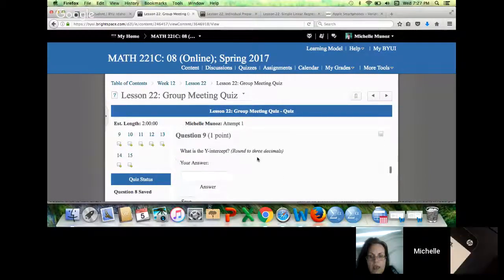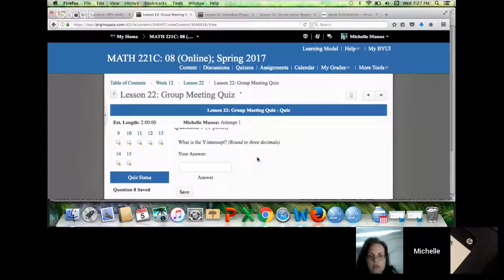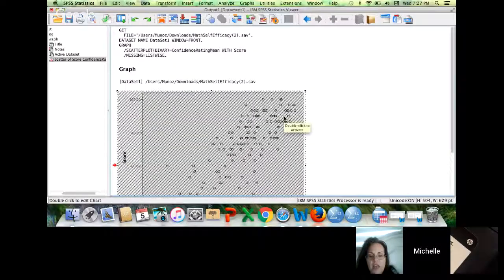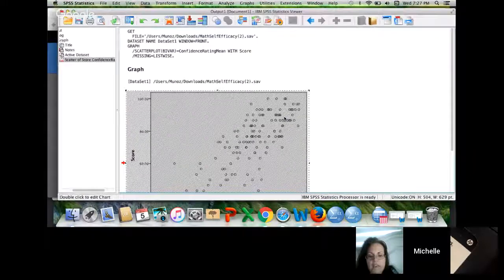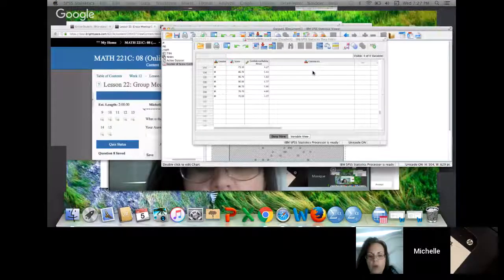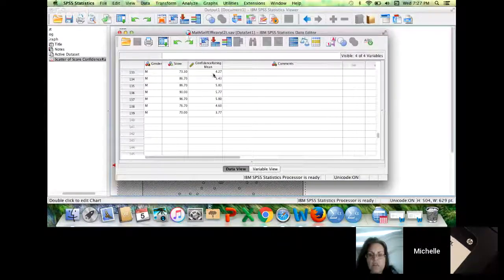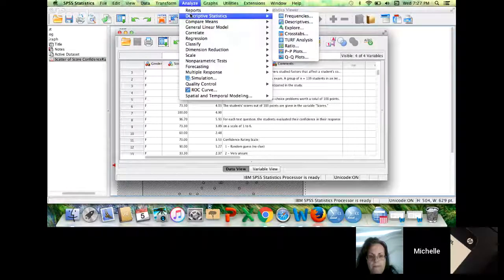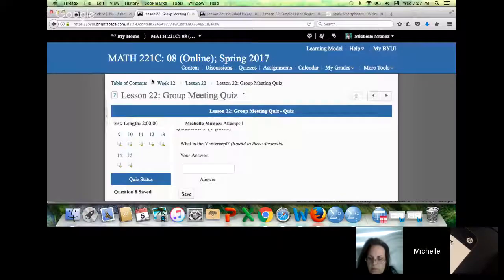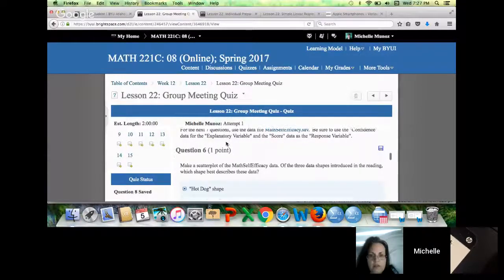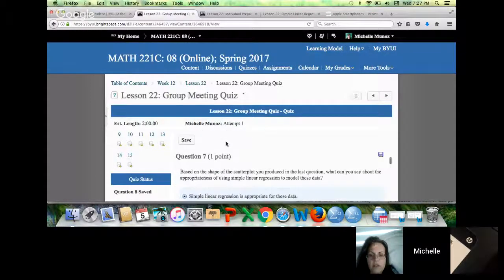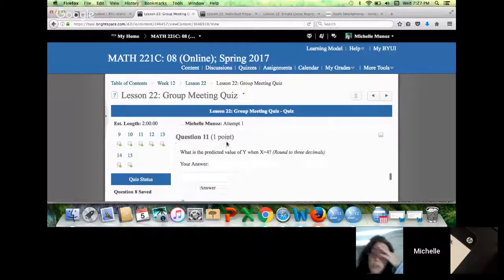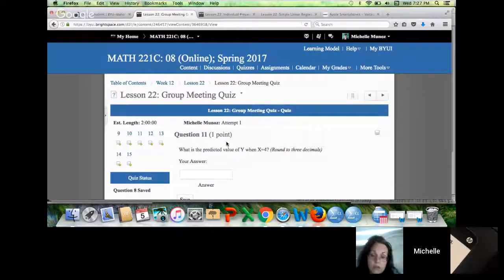Mm-hmm. Okay, and then it says, what is the y-intercept. So we're going to go back and look at that problem, or you can pull up and do the analyze. Is it the 18.69? Yes. Does it say that in the question? Yeah, that's the y-intercept. But it shows it on the graph. If you look at the graph. Yeah, I saw the graph and it says it right there. Okay, wait. Where does it say it on the graph?